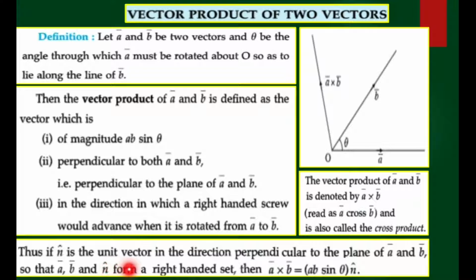Thus, if n cap is the unit vector in the direction perpendicular to the plane of A bar and B bar, so that A bar, B bar and n cap form a right-handed system, then we write A bar cross B bar equals magnitude of A into magnitude of B into sin theta, that is, we measure the angle between these two vectors in sine ratio, into n cap. This n cap is the unit vector in the direction perpendicular to the plane of A bar and B bar.